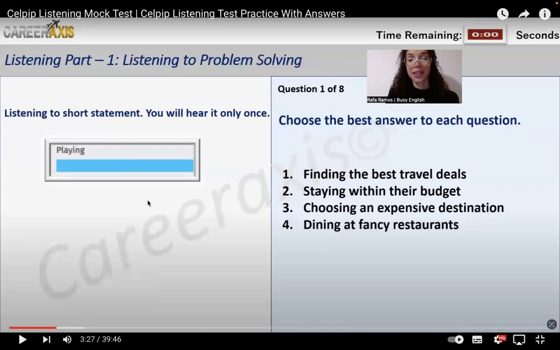Okay, so it's asking about Sarah's, the wife, yeah, Sarah's main concern. So what is she worried, what is she preoccupied about? Finding the best travel deals, staying within their budget, choosing an expensive destination, or dining at fancy restaurants. Staying within their budget. Within is not to exceed, not to be higher, not to spend more than they have, right? So that's their main concern.